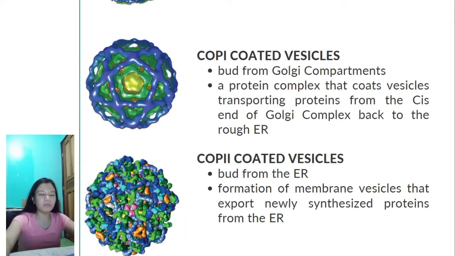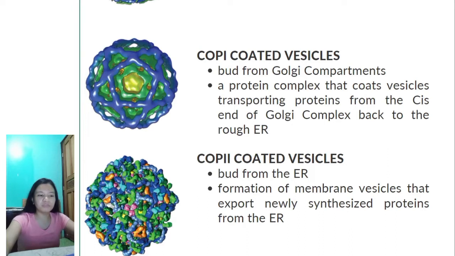So next, COP1-coated vesicles. These bud from Golgi compartments, a protein complex that coats vesicles transporting proteins from the cis end of the Golgi complex back to the rough ER. So, si COP1, isa siyang protein complex na kung saan nagko-coat siya ng vesicle, nagtatransport siya ng mga proteins galing sa cis end ng Golgi complex pabalik sa rough endoplasmic reticulum.